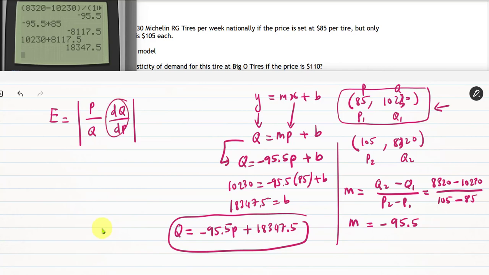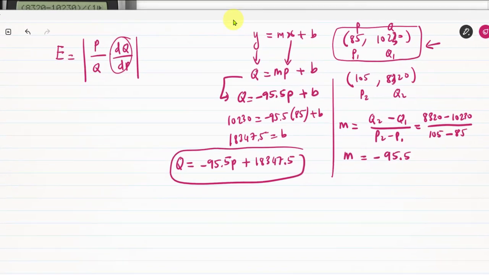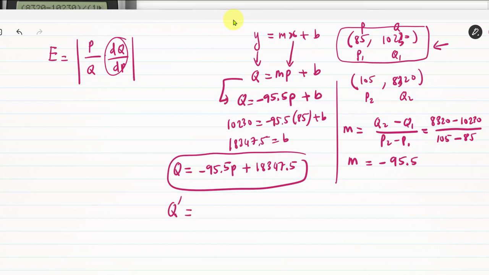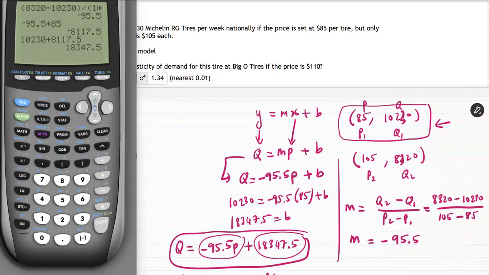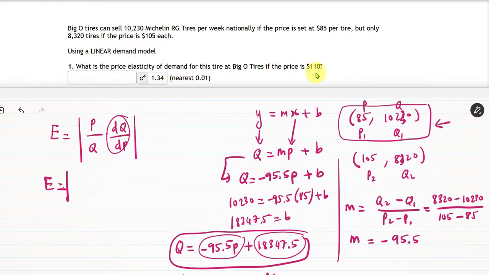Now I need to find dQ/dP. That is the same thing as finding Q prime and taking the derivative of this term. That becomes minus 95.5, and this one is a constant, so it becomes 0. And this is the dQ/dP with respect to the price P. Okay, so now I go back here and plug in everything. The price is equal to $110, that is what they want us to use. That is the P value.